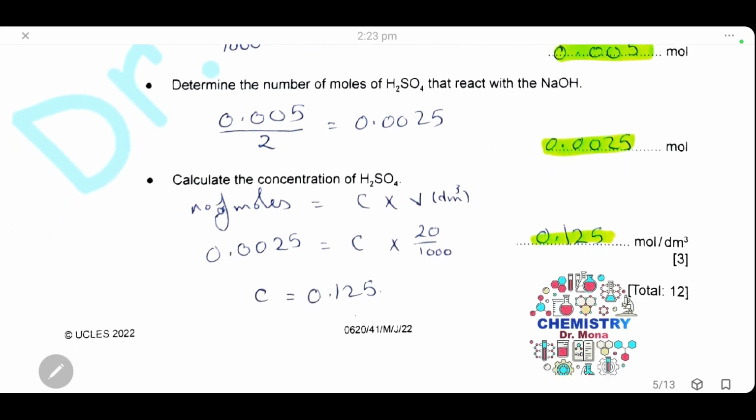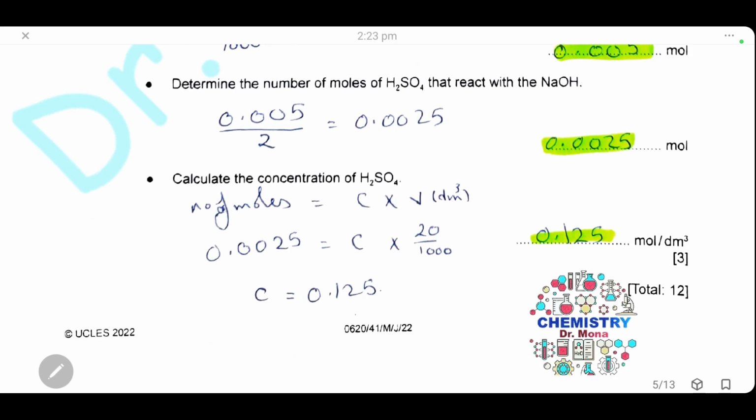Then we will calculate the concentration of sulfuric acid. We have this formula, number of moles equal to the concentration multiplied by volume. The volume of sulfuric acid is 20 divided by 1000 to convert it in decimeter cube, and the number of moles as we get it from the previous step is 0.0025, so the concentration will be 0.125 mole per decimeter cube.